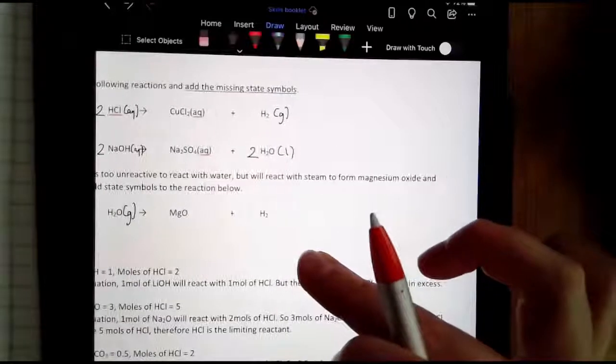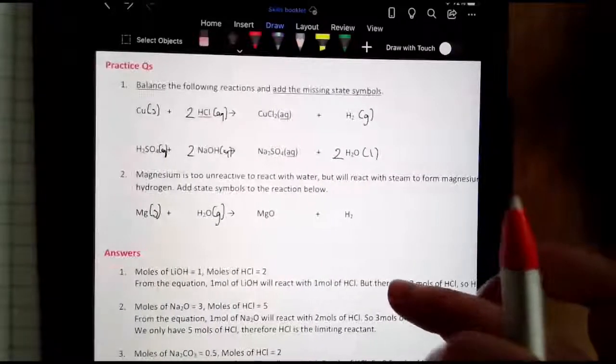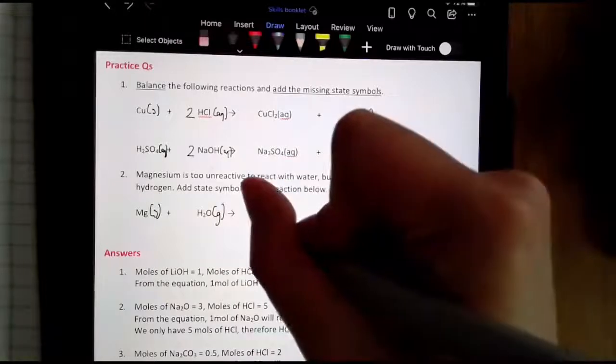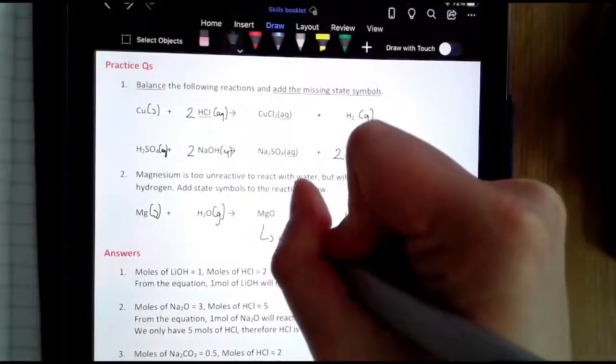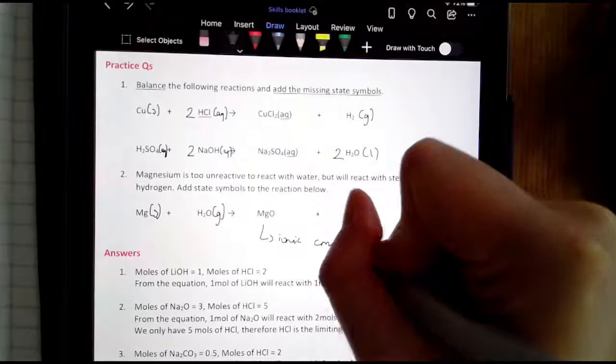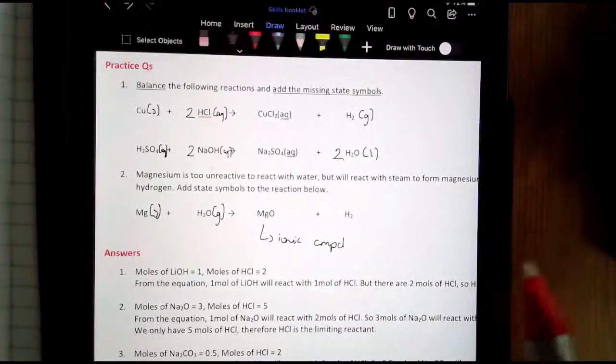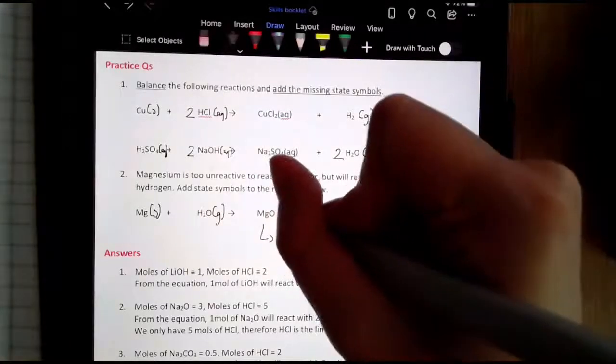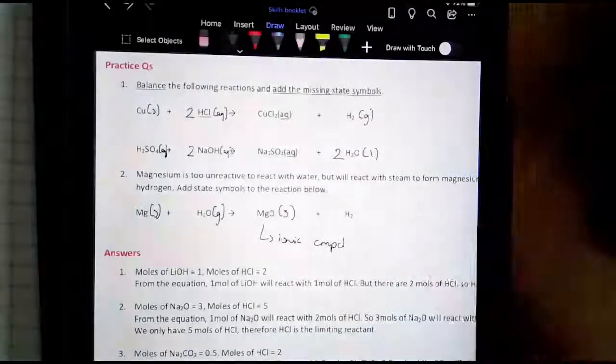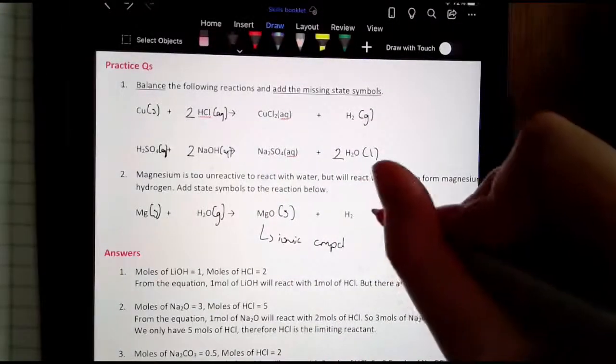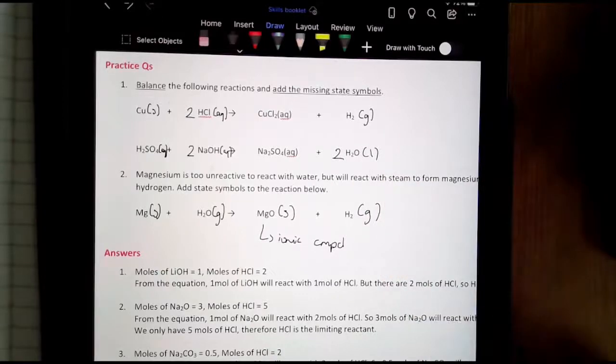You are forming magnesium oxide. So they haven't told you anything about magnesium oxide, but it is an ionic compound. I've got a metal and I've got a non-metal. Magnesium is my metal, oxygen is my non-metal. It is an ionic compound. Ionic compounds are always solid at room temperature. And then you've also got hydrogen. You are expected to know that hydrogen is a gas. Okay, so more balancing, more state symbols. But this week I'm going to expect a little bit more from you in terms of the state symbols and being able to work them out for yourself.